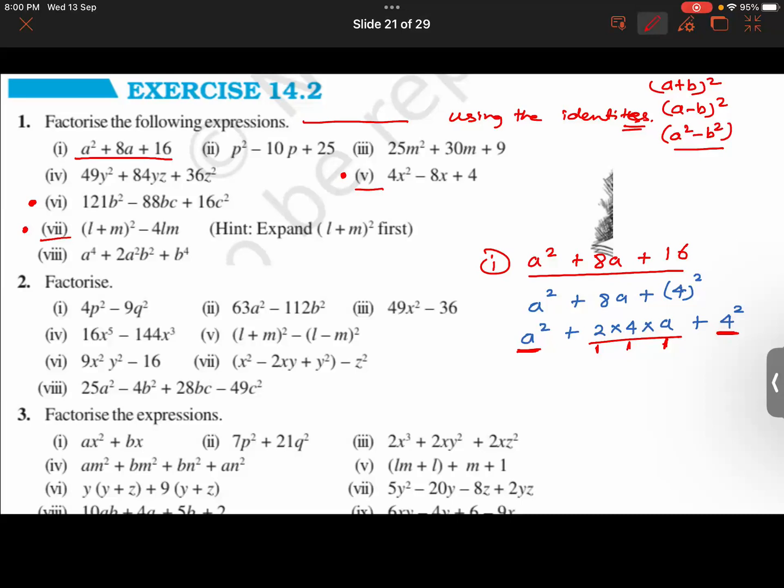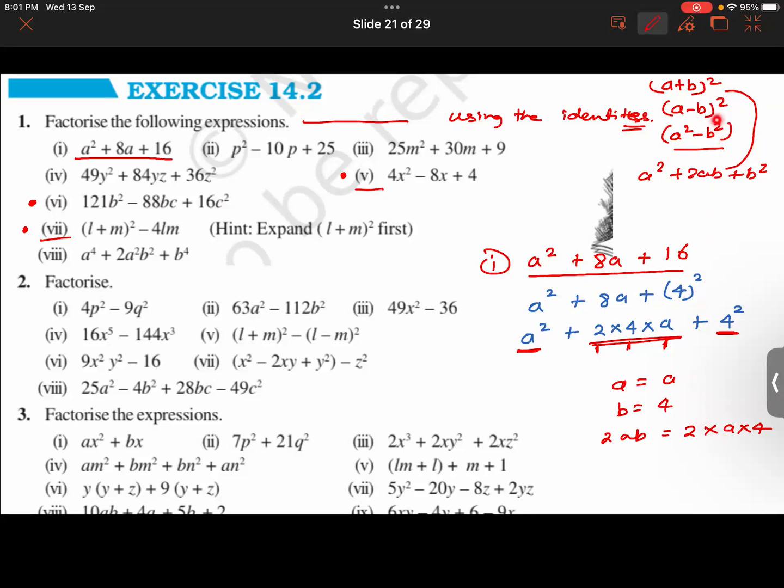And you know, a plus b whole square is equal to a square plus 2ab plus b square. So in this you have a as it is given in the question. B is 4 right now. And 2ab here I have written as 2 times a times 4. I just reversed it for convenience right now.